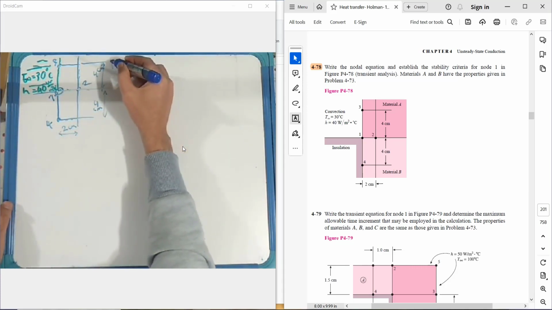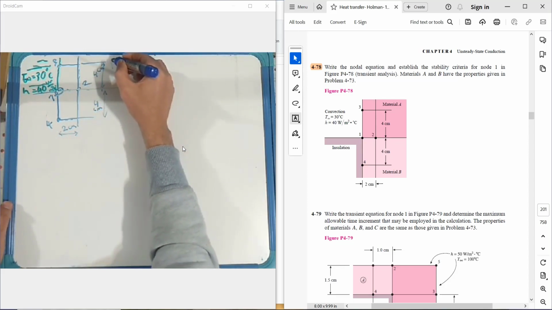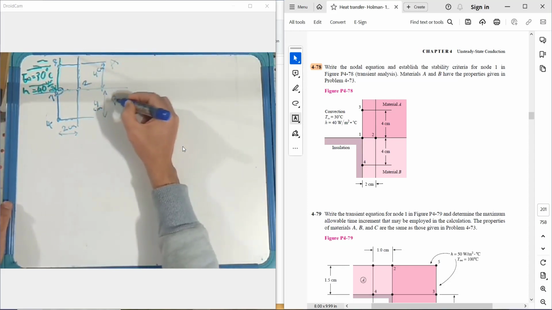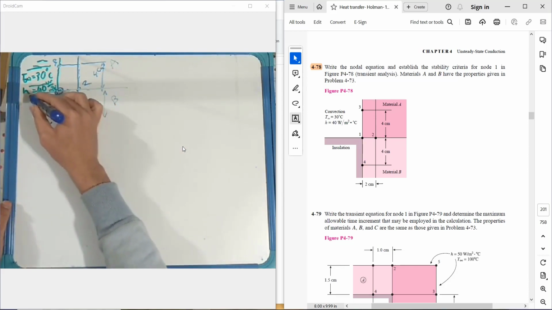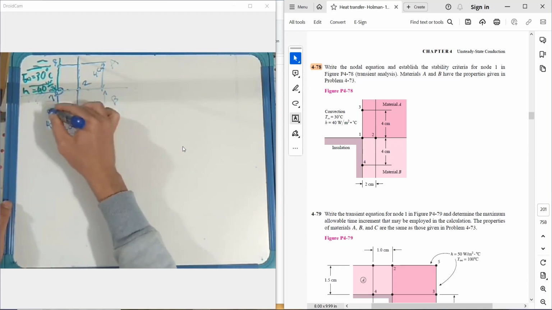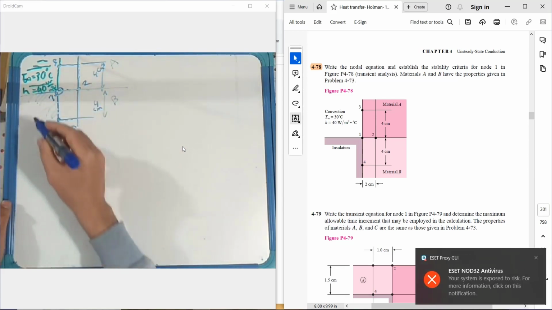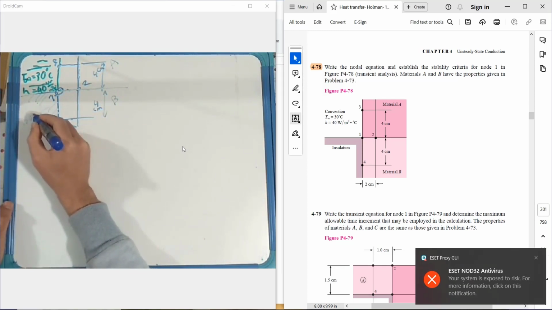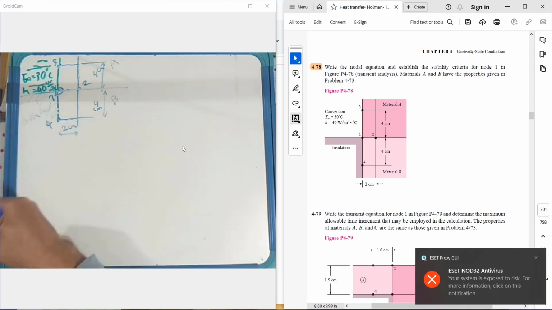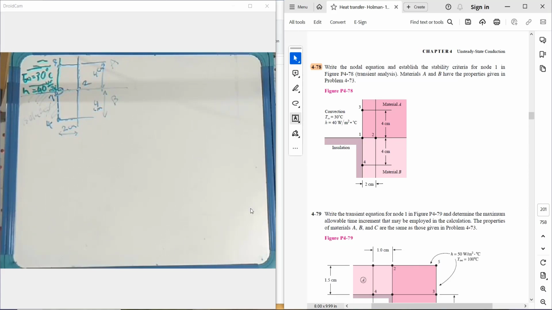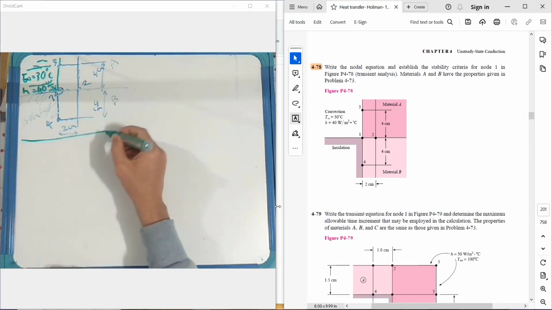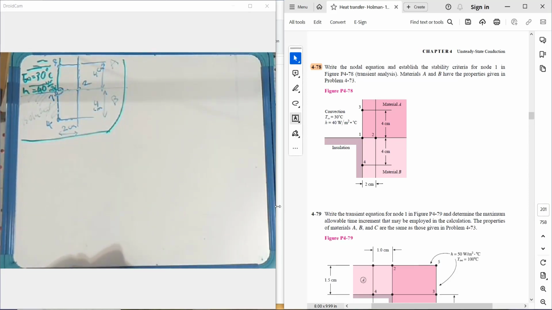This one is material A, and this one is material B, and this is some insulation. So let's go and solve this problem. Very good, excellent.